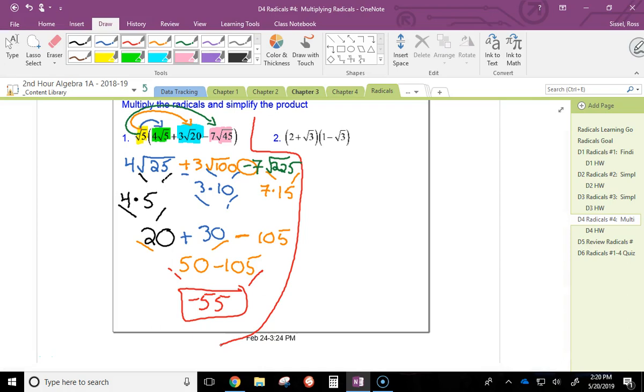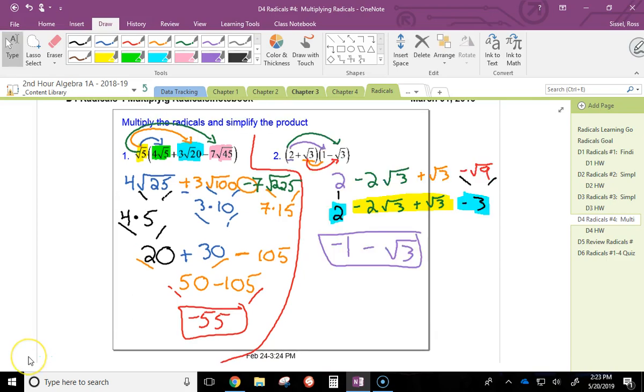Okay, go ahead and see if you can do number 2. So pause your video, go ahead and work on it. I'm going to pause mine real quick, and then here in a second, you're just going to see the answer. Okay, so hopefully you got the answer, -1 minus the square root of 3.